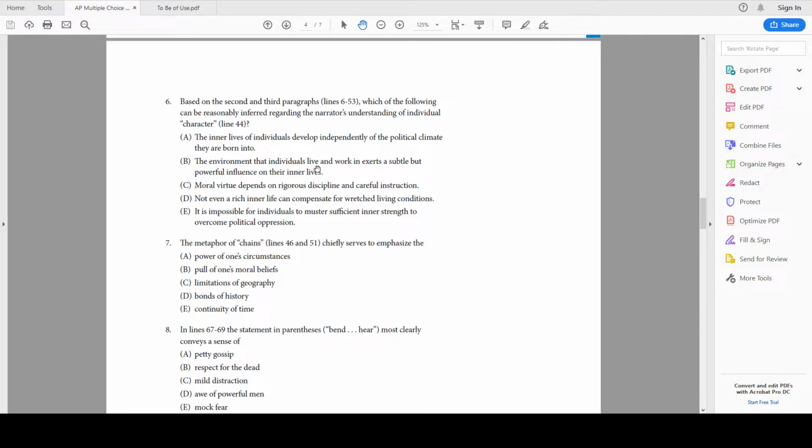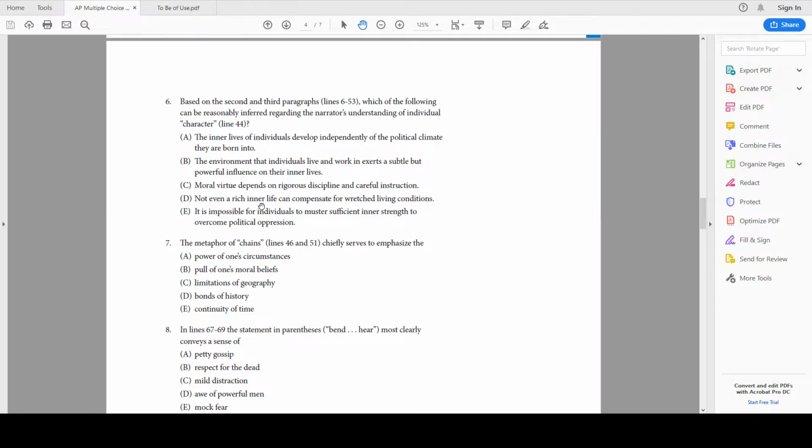The environment that individuals live and work in exerts a subtle but powerful influence on their inner lives. So once again, if you understood the literal meaning of the passage, it becomes clear that B is simply a restatement of what it says. It says that understanding a social environment can help you understand individuals. Looks like B is the right answer. I'll go over C through E, but I'm pretty convinced by B already just by understanding the passage. C, moral virtue depends on rigorous discipline and careful instruction. I didn't see anything about discipline, and I didn't see anything about instruction, so I'm going to disregard C.